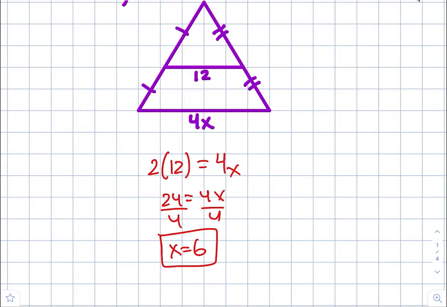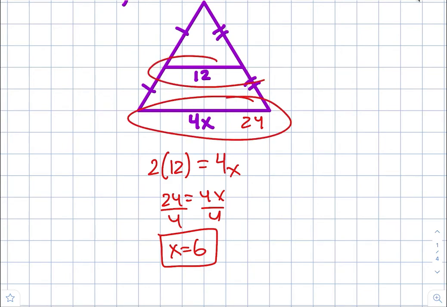And that makes sense because if this was 6, you guys, 4 times 6 is 24. This length is double of that one. 24 is double of 12.